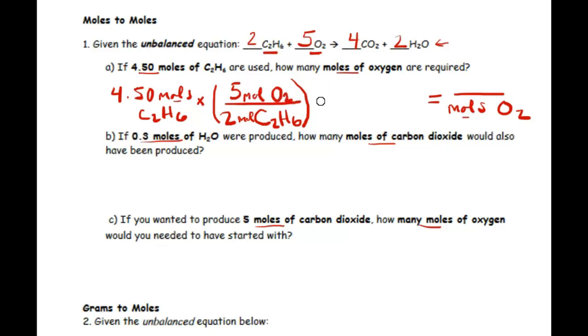And so what that means is we're just going to plug this into our calculator because, like I said in the previous video, this matches this, so we're done. All we have to do is calculate. So it's 4.5 times 5 divided by 2. That's going to give us 11.25 moles. See? Super easy.